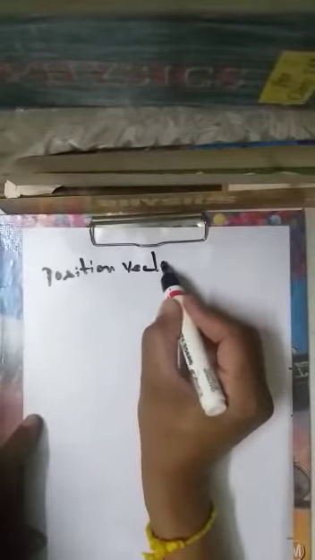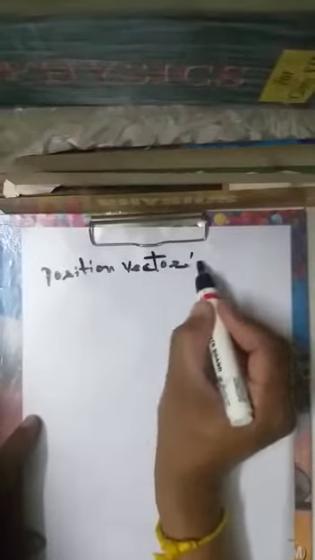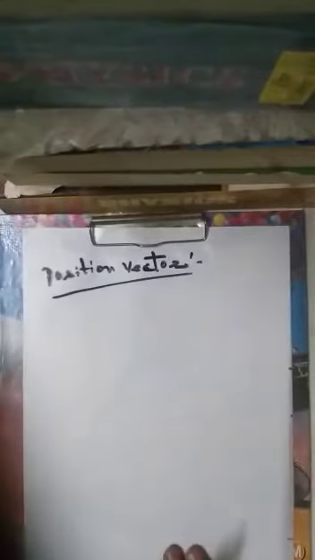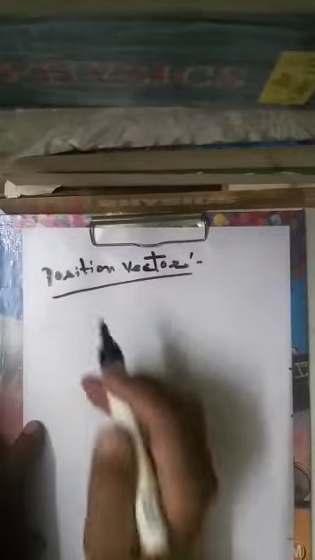Discuss the topic known as position vector. Position vector. A vector which gives the position of an object with respect to the origin is known as position vector.